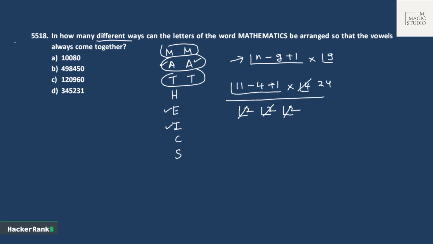Factorial 4 is 24. 11 plus 1 is 12, minus 4 is 8. Factorial 8 into factorial 4, divided by 2 into 2 into 2. Factorial 8 is 40,320. The result is 120960. That is option C.